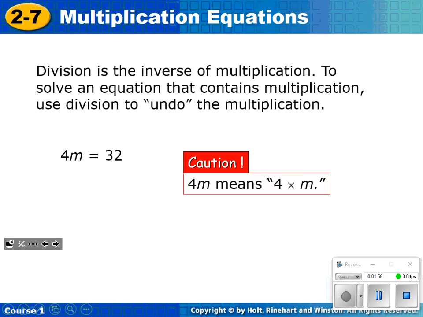What's step number 2, Wilbert? Do the exact opposite. What's the exact opposite of multiplying by 4? Dividing by 4. Watch this. Remember, this is our fancy 6th grade way of doing division.